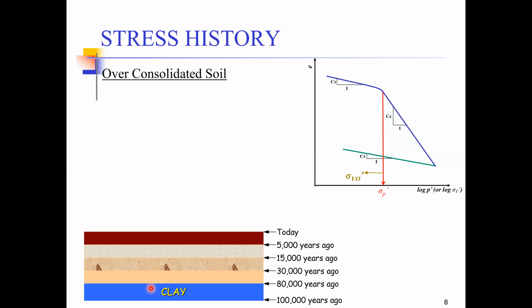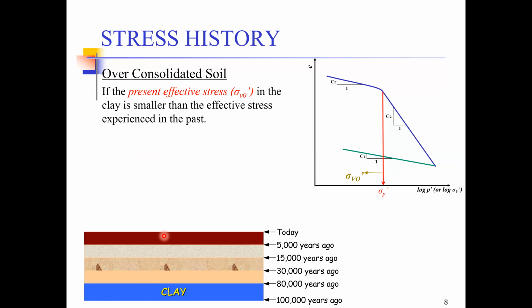Is the current stress on this clay layer the maximum stress that this clay layer has ever been subjected to? So obviously your answer would be no. In the past, there was a huge glacier of ice which was present. So obviously during that time, this clay layer was subjected to a greater pressure than today. Now, such a soil which was subjected to a higher load in its past compared to the present load is called an over-consolidated soil.